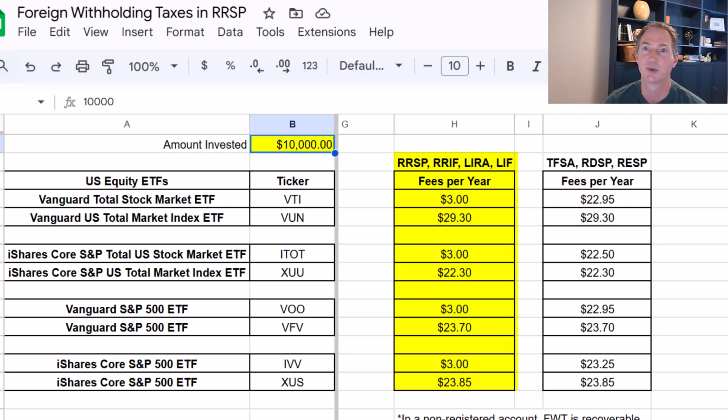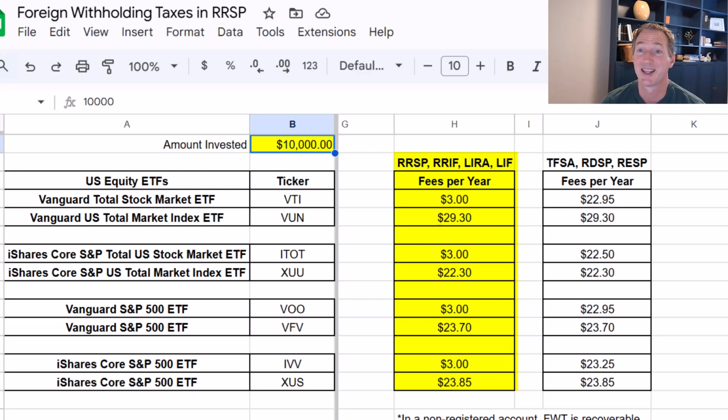But you can see here with the retirement accounts that the fees are a little bit different. So you can see for VTI and ITOT and VOO and IVV, you're only paying the MER. So that's 0.03%. But with the Canadian versions, VUN, XUU, VFV, and XUS, you actually have to pay the MER plus a foreign withholding tax.